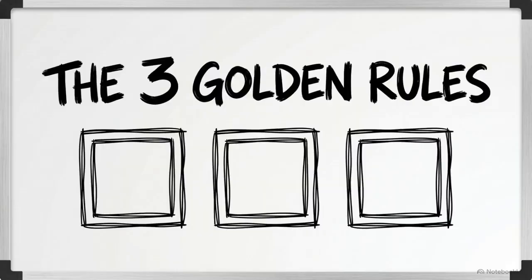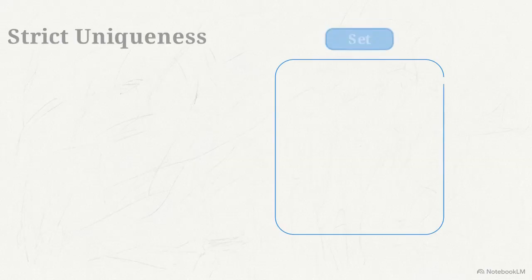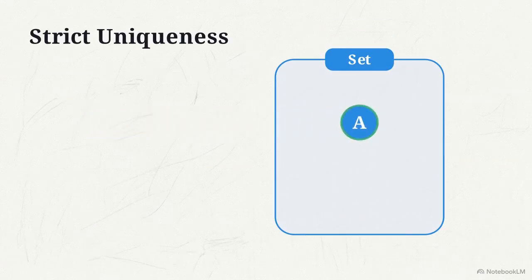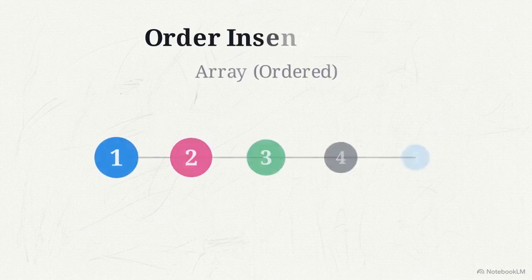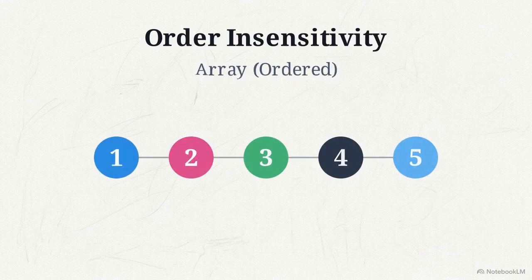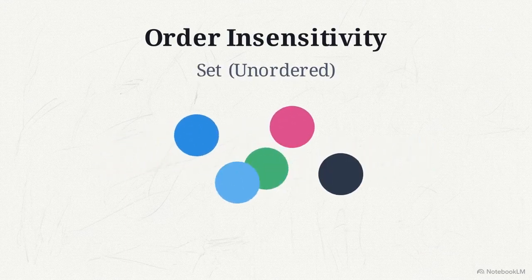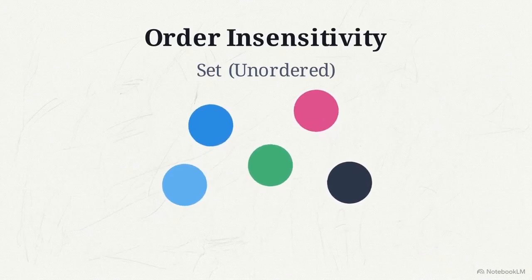Gaining this speed requires your data to meet a three-part structural checklist. First is strict uniqueness. Sets only store an item once. Any duplicates you attempt to add are automatically blocked by the system. Second is order and sensitivity. Because sets are completely unordered, the sequence of your elements cannot matter to your app logic.